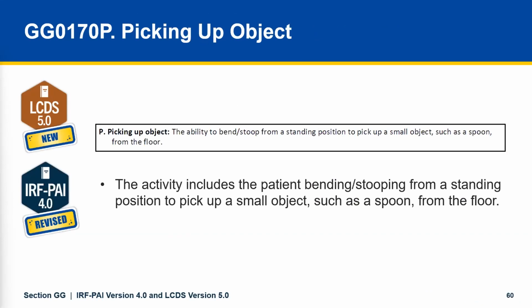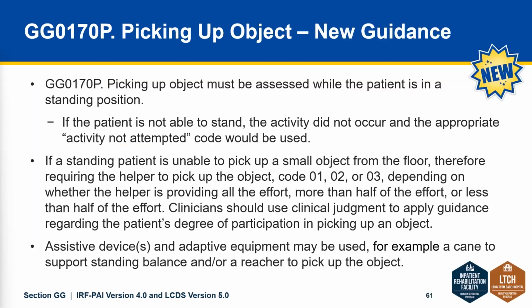GG0170P, picking up an object, is new for the LTAC, and there is some revised guidance for IRF. This item looks at the patient's ability to bend or stoop from a standing position to pick up a small object, such as a spoon, from the floor. GG0170P must be assessed while the patient is in a standing position. If a patient is unable to stand, then this activity would not be considered as occurring, and the appropriate activity not attempted code would be used.